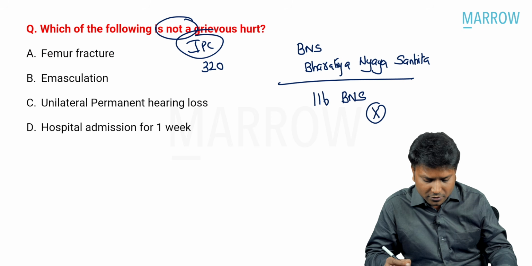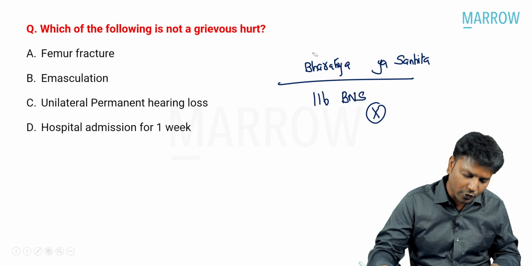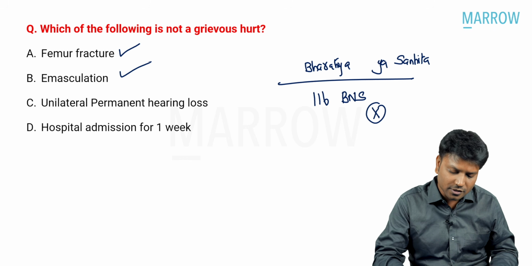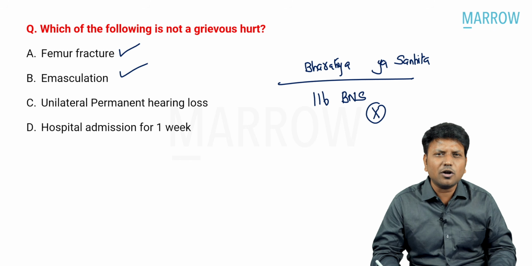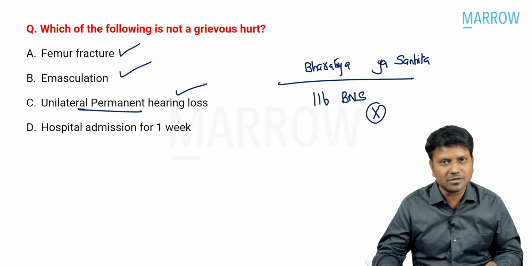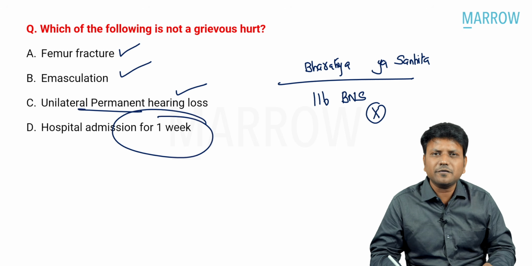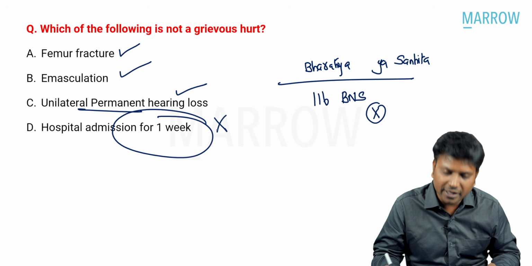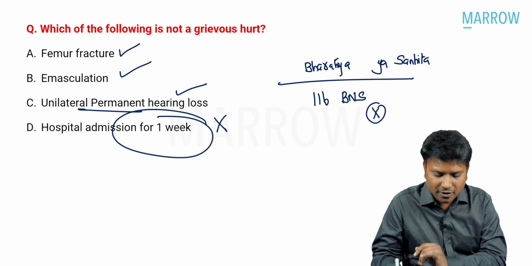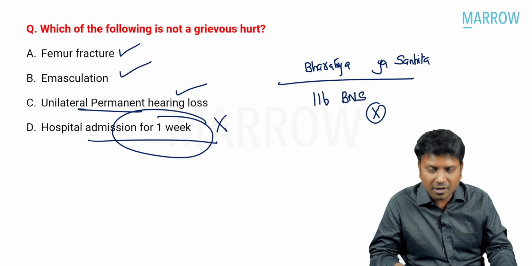So now going back to the question, which of the following is not a grievous hurt? Femur fracture. Fracture is a grievous hurt. Emasculation, grievous hurt. Unilateral permanent hearing loss, whether it is unilateral or bilateral, doesn't matter. If it is a permanent hearing loss, it has to be grievous. And hospital admission for a week. 1 week, it is not grievous. It should be 20 days as per IPC. It should be 15 days as per BNS. So it doesn't fit into the criteria. So this is not a grievous hurt.